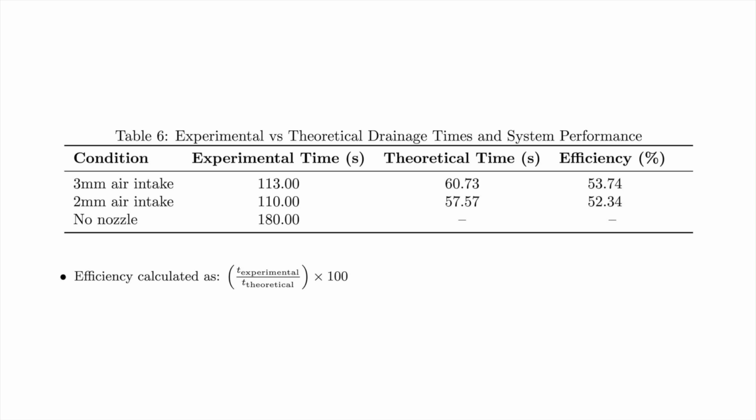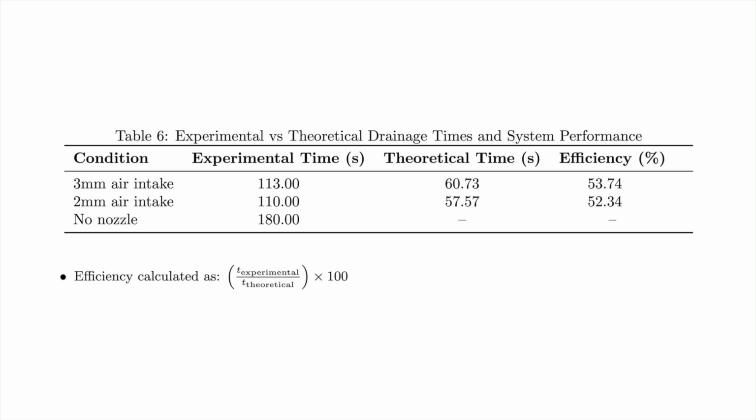With a 3 mm air intake, the container drained in 113 seconds, nearly twice as long as the predicted 60.73 seconds. The 2 mm intake performed similarly at 110 seconds versus a theoretical 57.57 seconds. Without any nozzle, drainage was slowest at 180 seconds. Efficiency shows how close we got to a near-best performance.